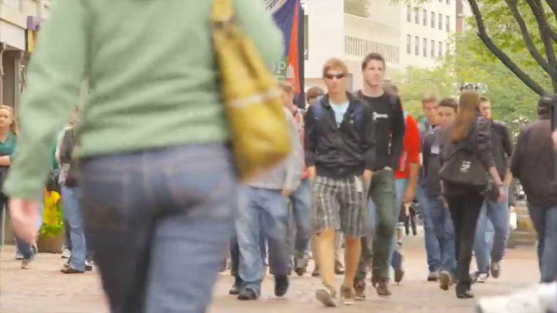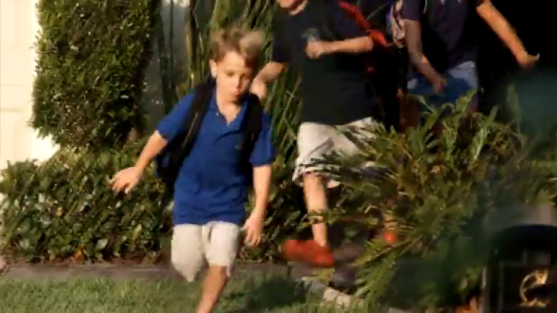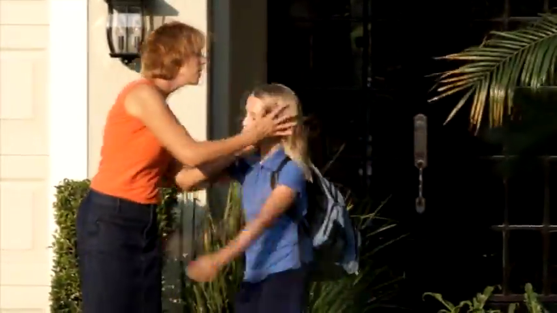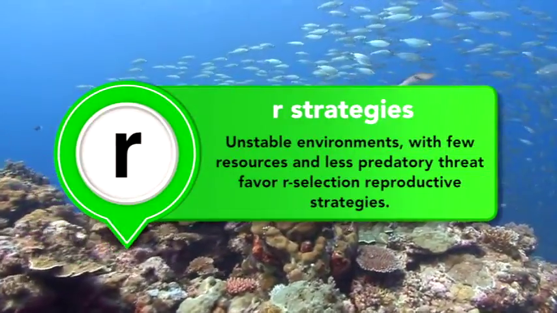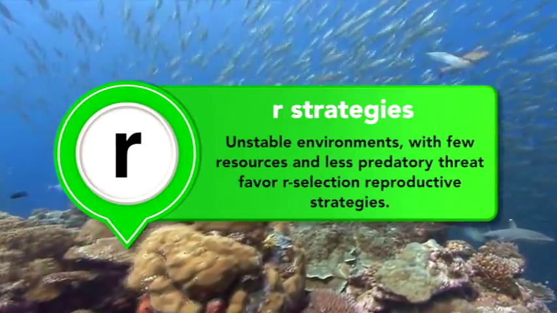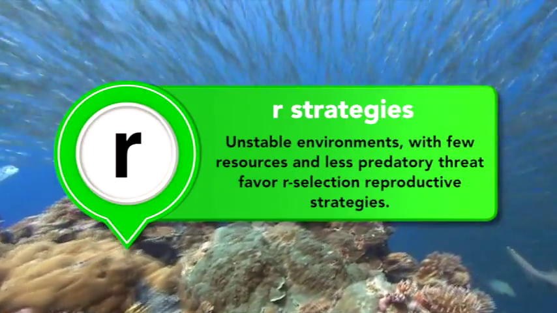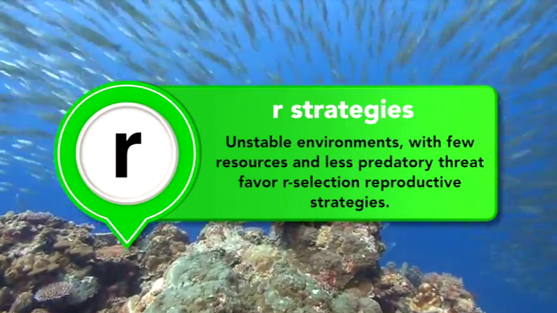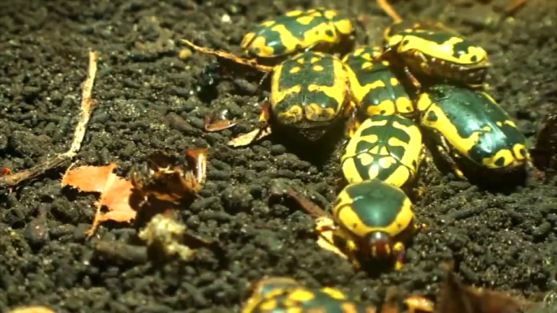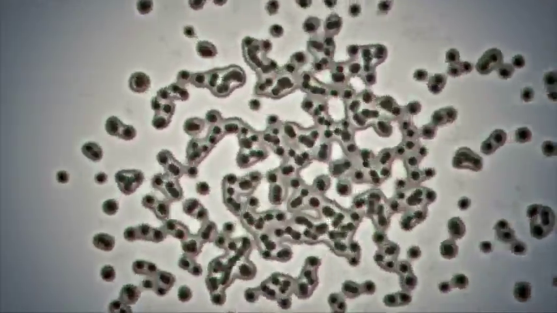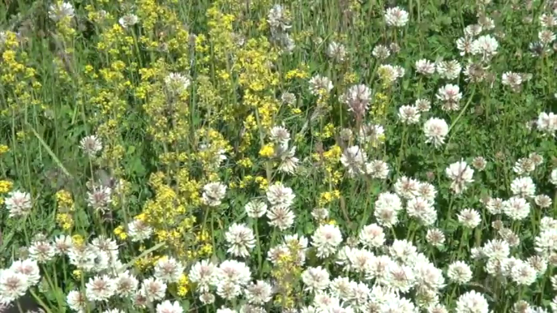Humans are a prime example of a K species. We live in a stable environment, invest in long-term development, and care for just a few offspring. On the other end of the continuum, unstable environments with few resources and less predatory threat favor r selection reproductive strategies. Small rodents, most insects, bacteria, and weeds are examples of r species.